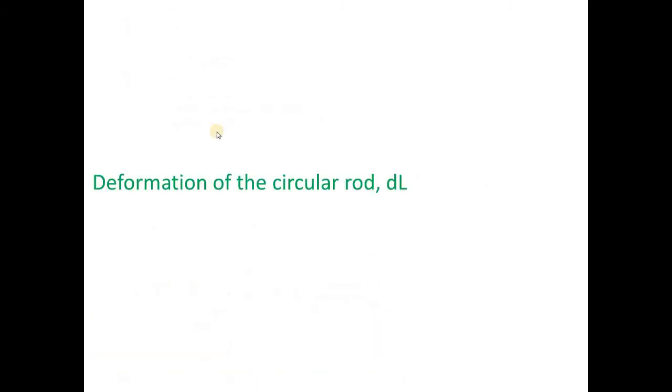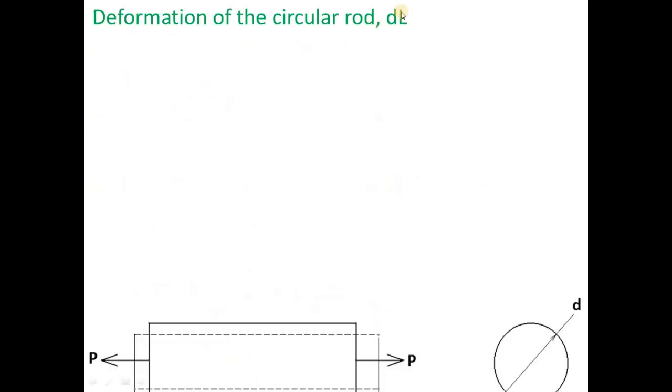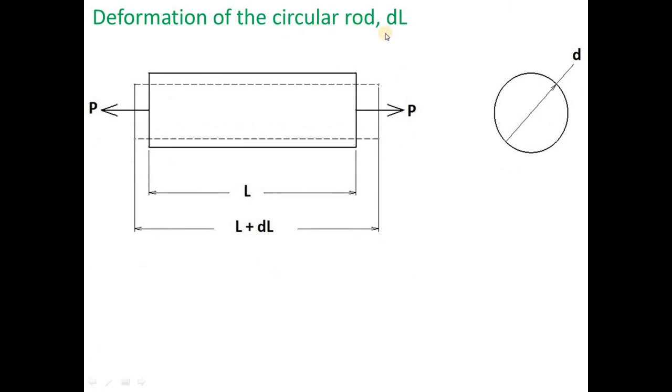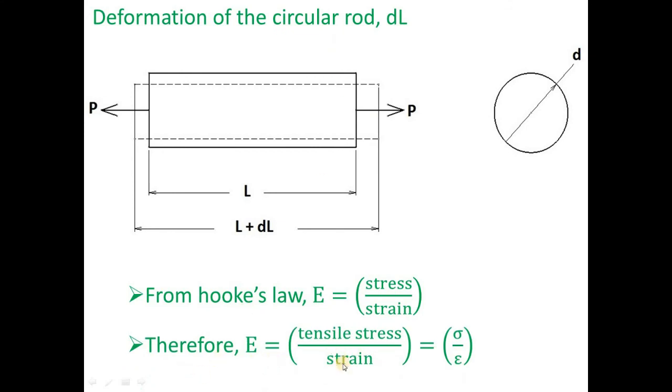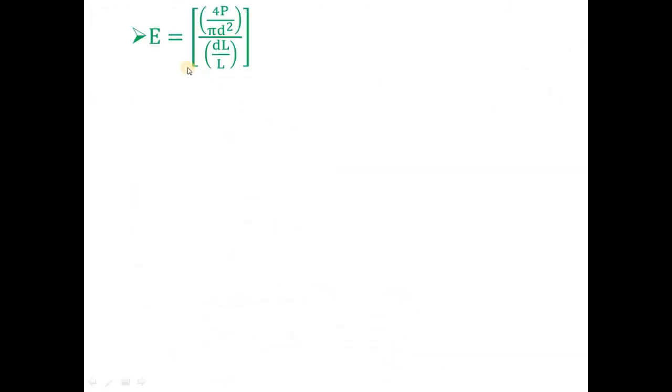Next we will derive the axial deformation formula, which is taken as dl. For deriving the formula, we will use Young's modulus formula. From Hooke's law, the Young's modulus formula is stress by strain. So according to this circular rod, the Young's modulus formula will be tensile stress divided by strain. We know the tensile stress formula, which is 4P divided by pi d square, and the strain formula, which is dl by l. So substitute both the formulas in this Young's modulus formula. So we get E is equal to 4P divided by pi d square whole divided by dl by l.